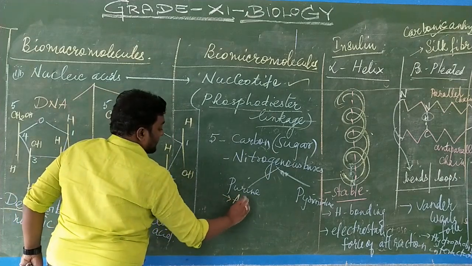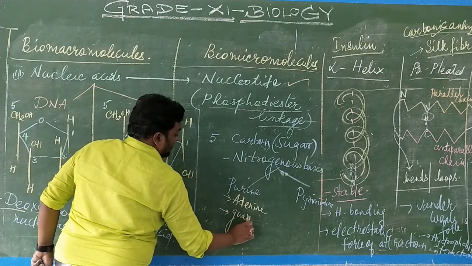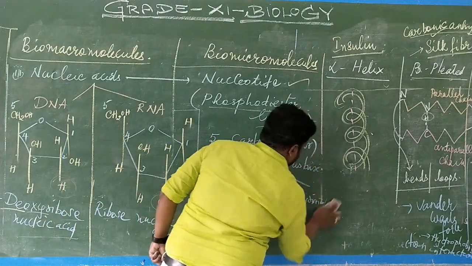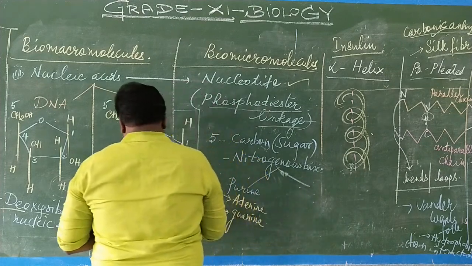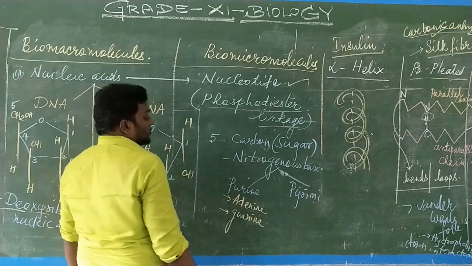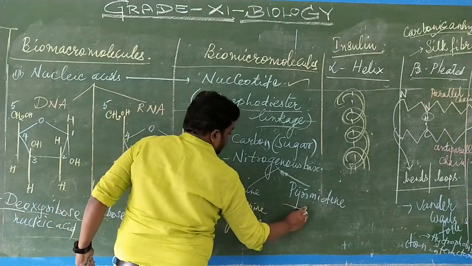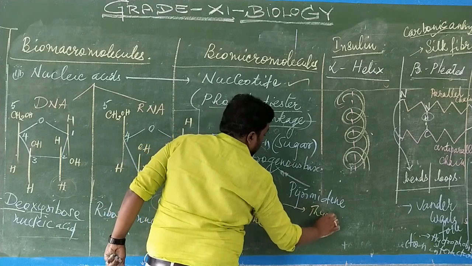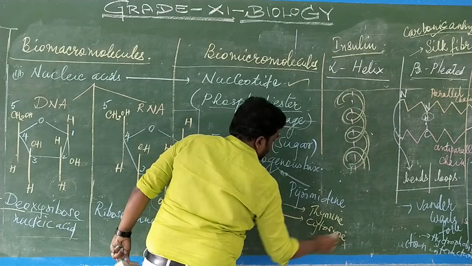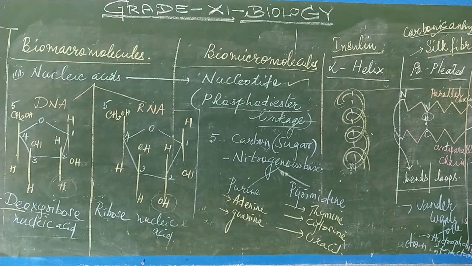What are the purine bases? Adenine and guanine. And the pyrimidine bases? Nitrogenous bases means nitrogen-rich substances. The pyrimidine bases are thymine, cytosine, and the third one is uracil. These are considered to be the nitrogenous bases.